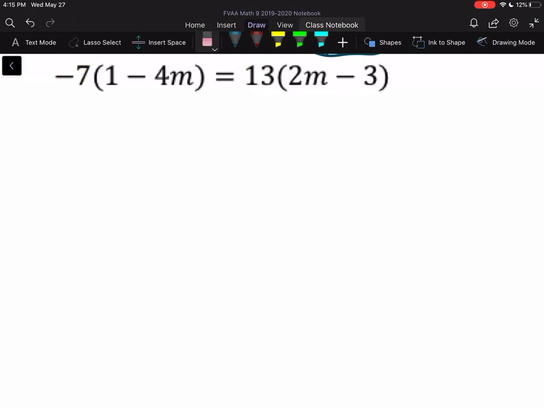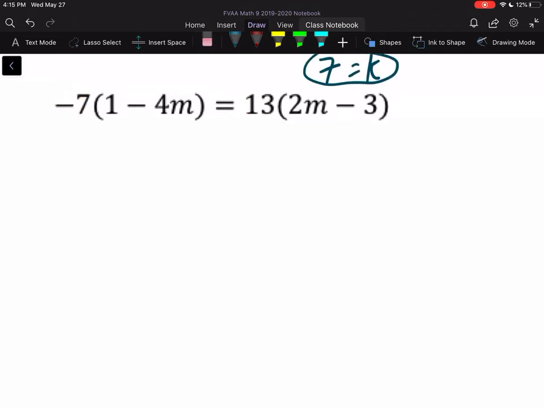So I'm not going to use that strategy. I'm going to distribute. All right, so negative 7 times 1 is negative 7. Negative 7 times negative 4m is positive 28m. All right, watch those negatives and positives, right? Negative 7 times negative 4m is positive 28m.